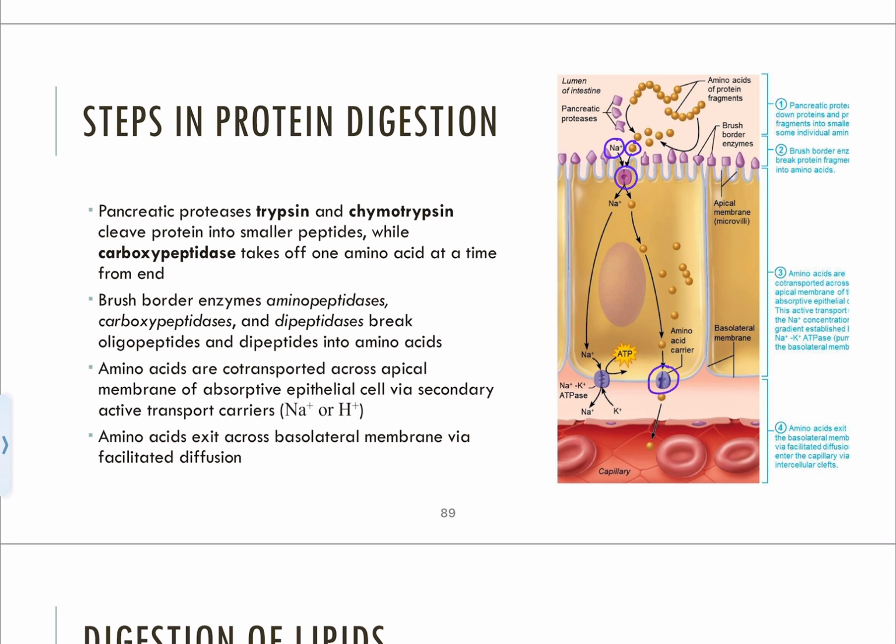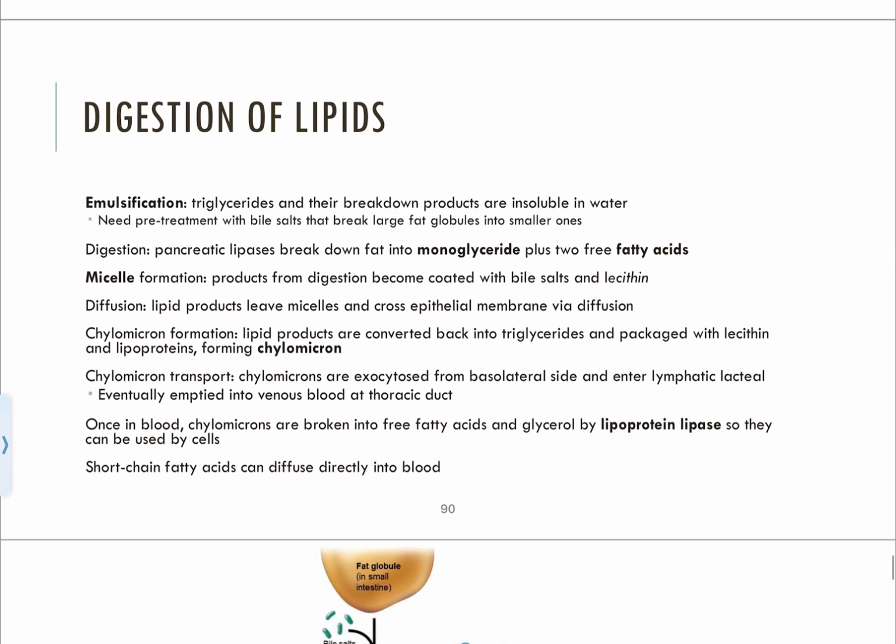Once they're in the enterocyte, they can exit via the basolateral side using a protein carrier. So this is just going to be a form of facilitated diffusion. And then eventually it's going to enter into the interstitial fluid and then our blood. So same thing, this is the same process. Protein and carbohydrates both co-transport into the enterocyte, with facilitated diffusion out of the enterocyte at the basolateral surface.